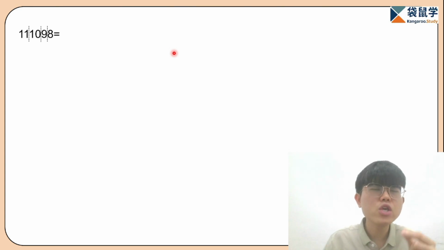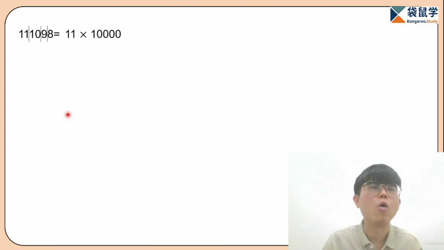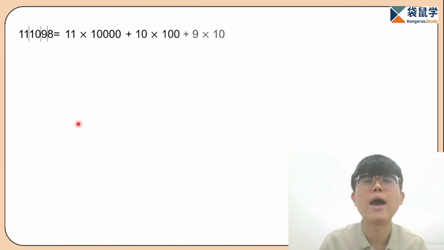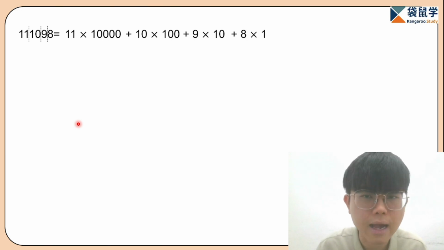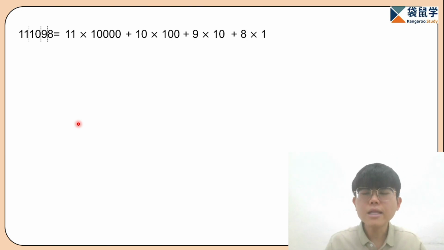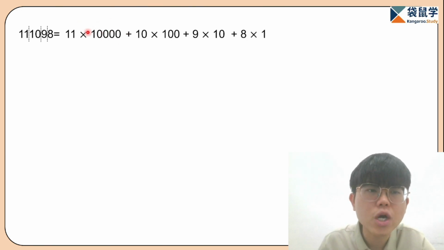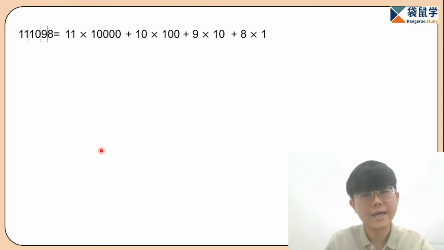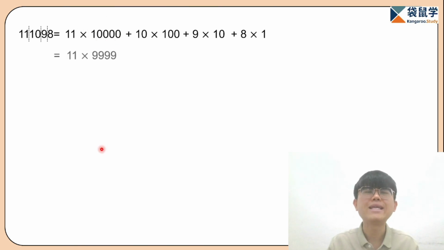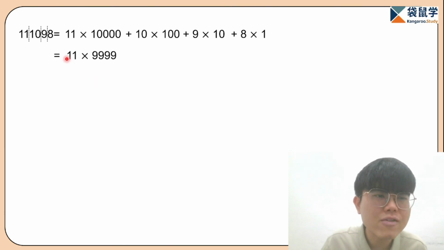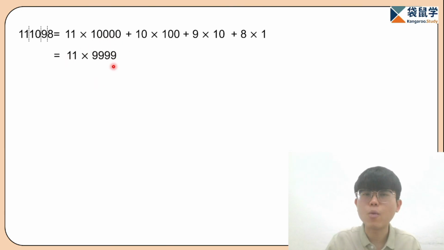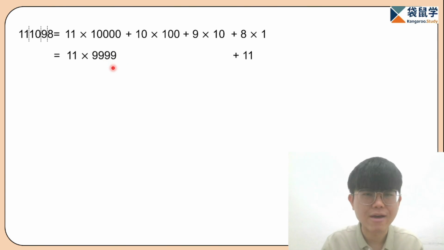The first part, you will get 11. There are 4 numbers at the back, so there will be 10,000. Then you will have 10 times 100, 9 times 10, and 8 times 1. Now the next thing, we need to change this to the closest multiple of 9. So it will just be 9,999. Since 11 times 10,000 is 11 times 9,999 plus 11, we need to add 11.